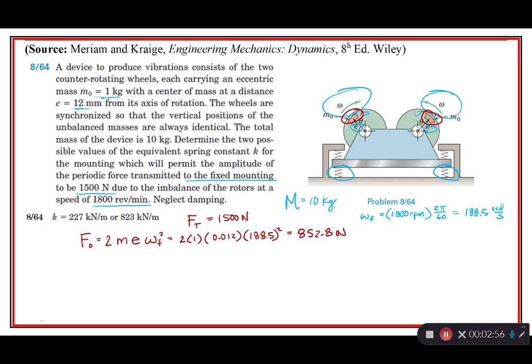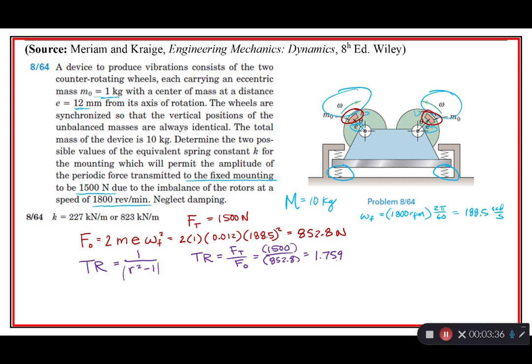Now, our transmission ratio, TR, is 1 over R squared minus 1. We need to look that up. It's true. But we need to find the transmission ratio. It's going to be FT over FO, I'm calling it FO, some people are calling it PO. So that's 1,500 divided by 852.8. So the transmission ratio is 1.759.